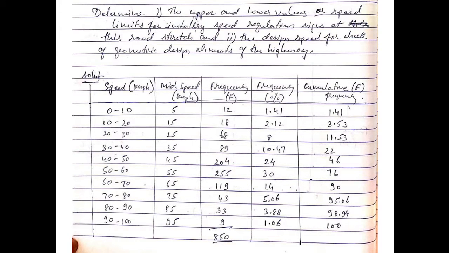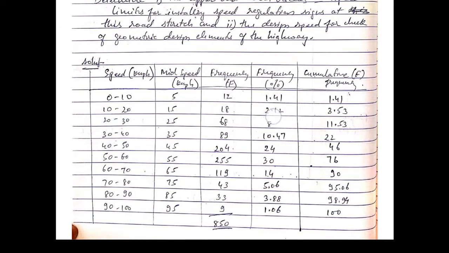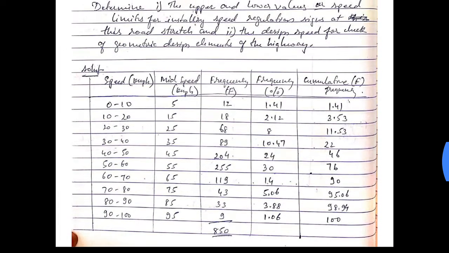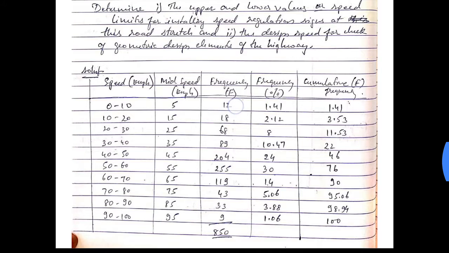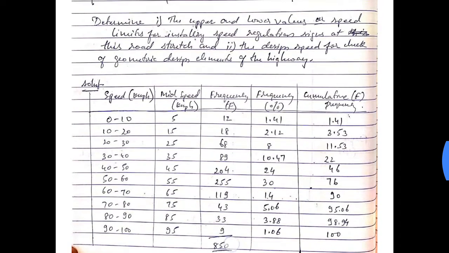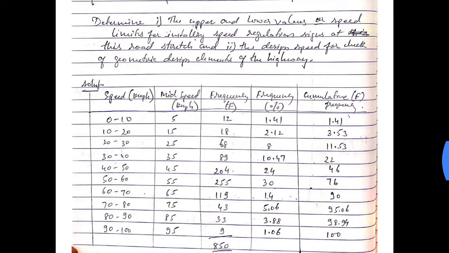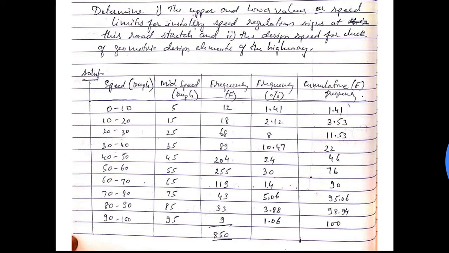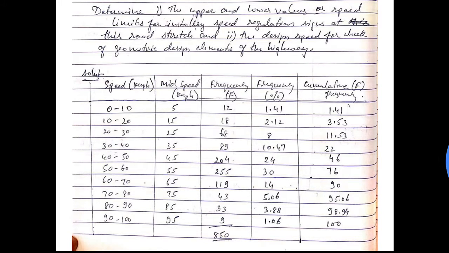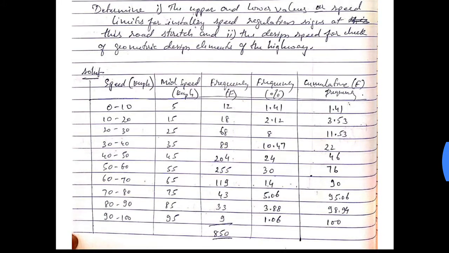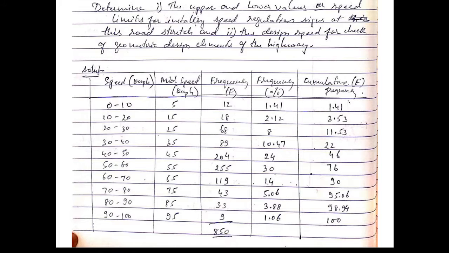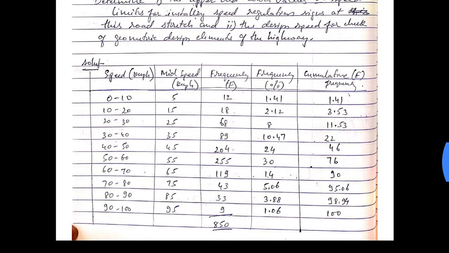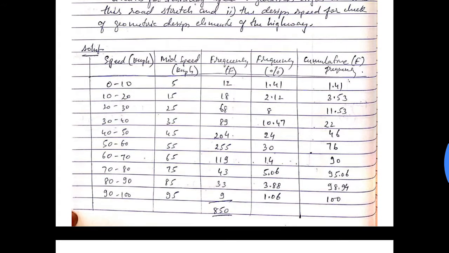Now we need to find the frequency percentage. For that, we do the summation of this table. We got 850. So for the first value it is 12 divided by 850 into 100, which gives us 1.41. Second is 18 divided by 850 into 100, which is 2.12. Third is 68 divided by 850 into 100, which is 8. Similarly you do it for all these values and you get the percentage frequency.